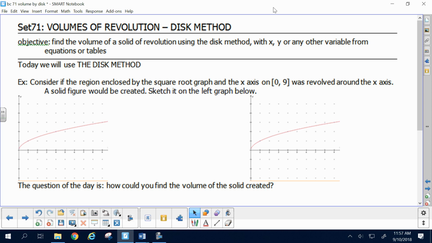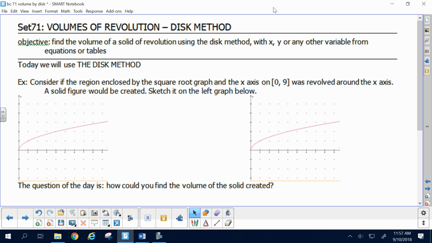Okie dokie. So, volumes. You've done areas, calculus style. Now volumes. Oh boy, this is so much fun. It's called a volume of revolution, and actually there are three different methods for finding a volume of revolution. Today's the easiest of the bunch, right?